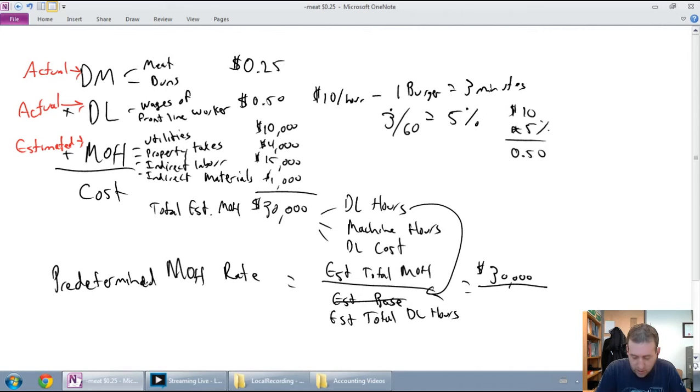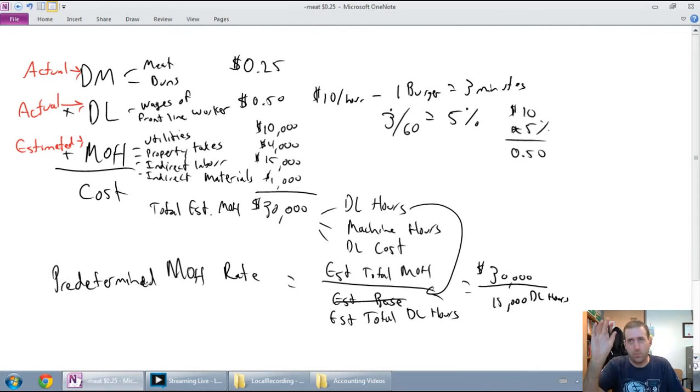I haven't given an estimated base, but why don't I give one now? Our estimated base is going to be direct labor hours, and I'm going to say during the year, I project that we're going to have, let's say, 15,000 direct labor hours. And you might say, well, how do I estimate that? Like, how would I figure that out?